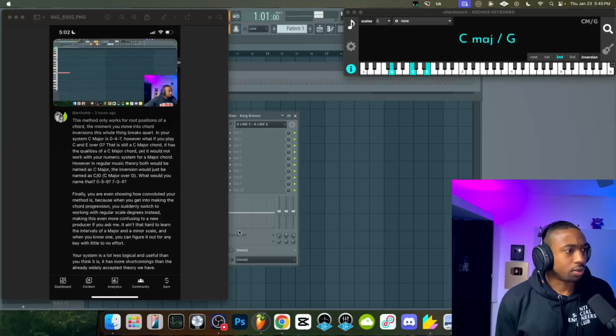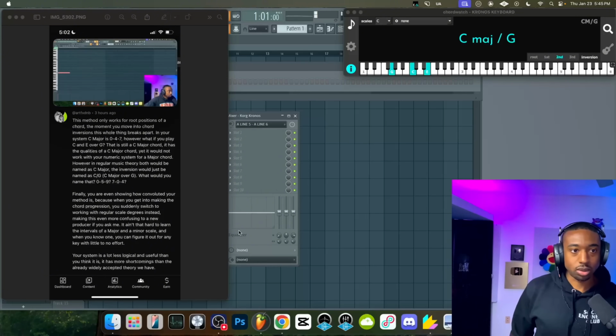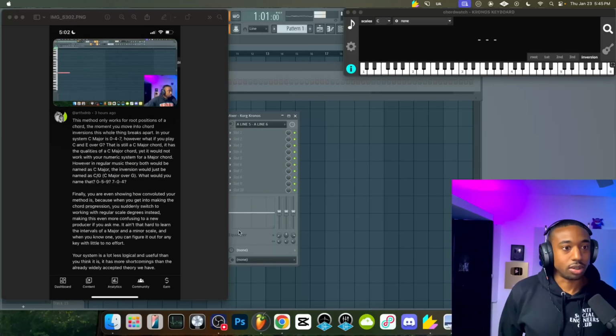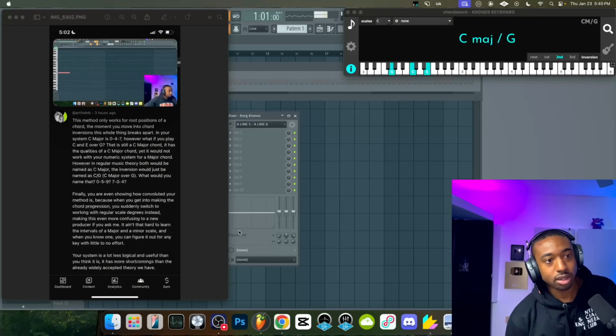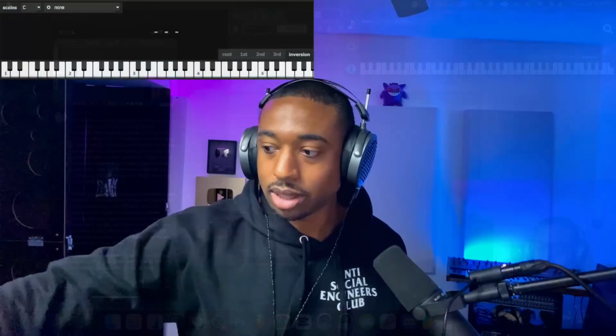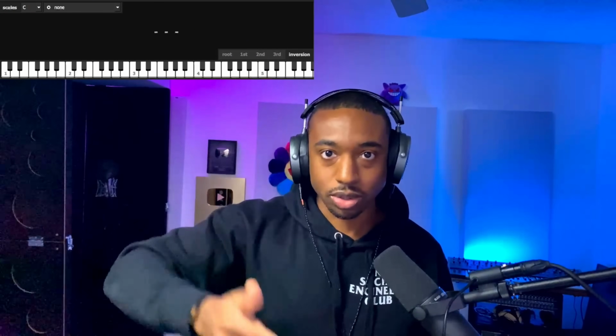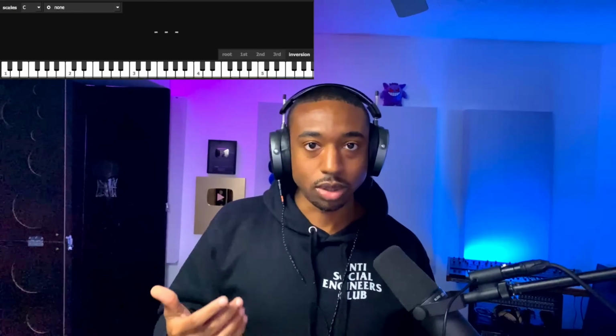Would you name that 0, 5, 9? No, it would still be a major chord. We just name it as the second inversion of a major chord. So I do teach traditional music theory, but as far as people getting into music theory, them learning scales and inversions up front is very convoluted.